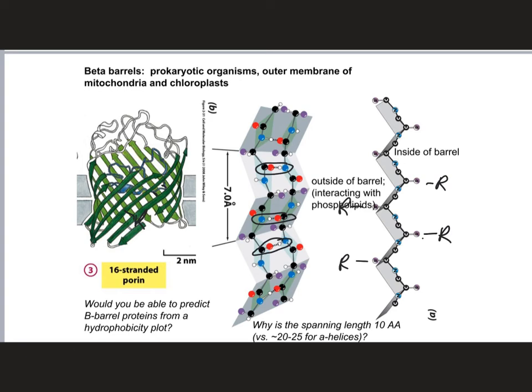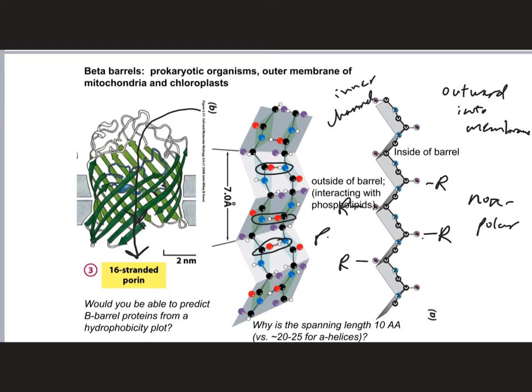Well, the ones pointed in are probably going to be polar because we're making that polar channel for a polar molecule to get in. So if this is outward into the membrane, and then over here we have the inner channel, all right, so this is the inside of the channel, these are probably going to be nonpolar side chains, and these are going to be polar, because the ones facing outward have to interact with the hydrophobic membrane. The ones facing inward are going to interact with whatever polar molecule is being transported.